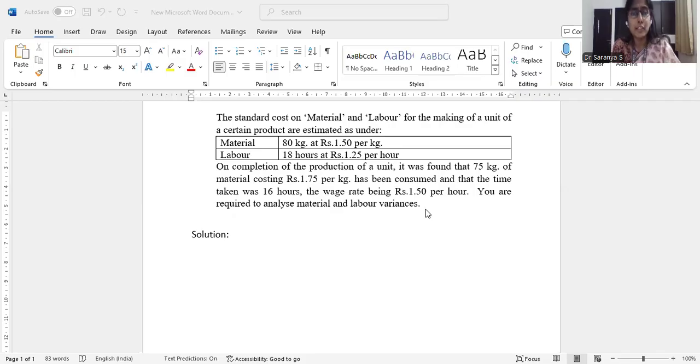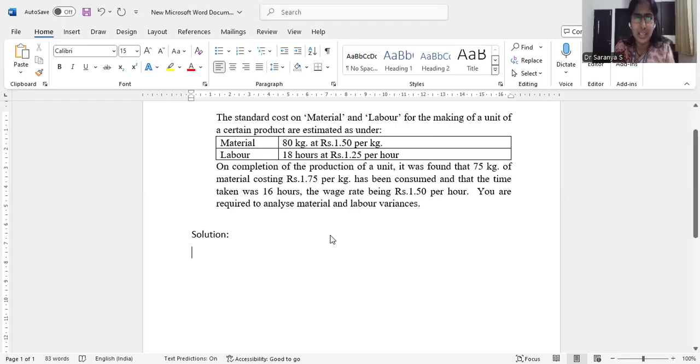So when we see the material variances, we are going to find out some like cost variance, price variance, like that. So there are four variables involved here. Standard quantity, standard price, actual quantity, actual price in case of material variance. And if it is labor variance, then the four variables will be standard rate, actual rate, standard hours, actual hours.